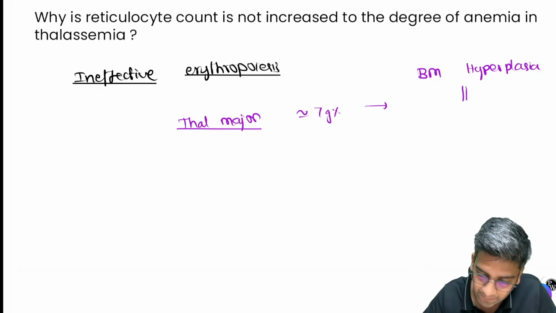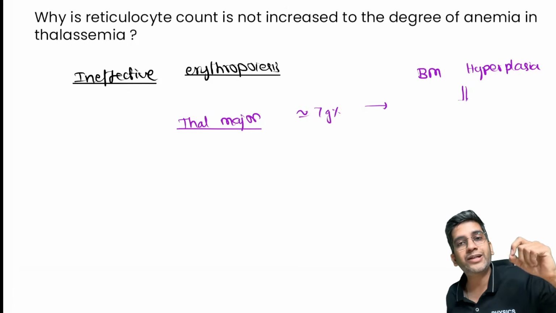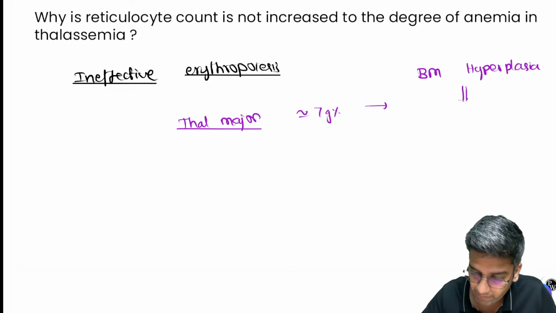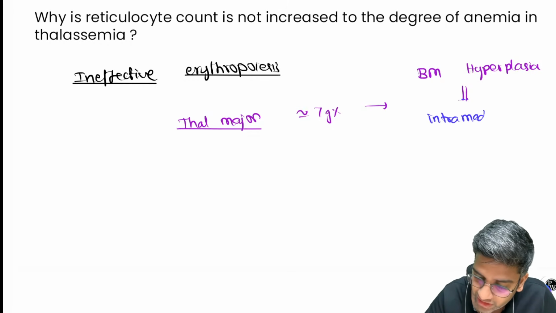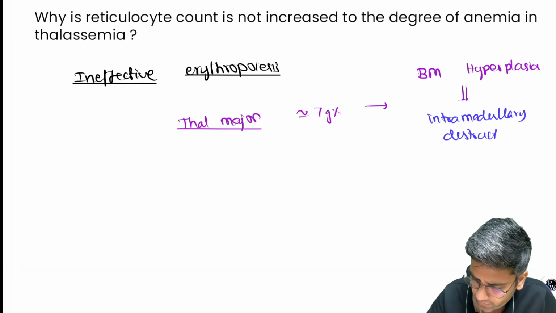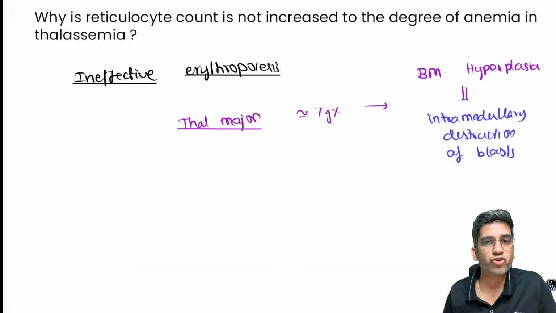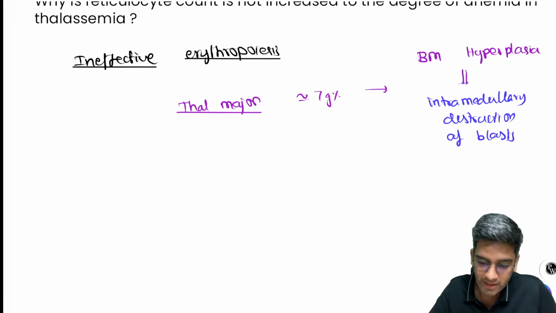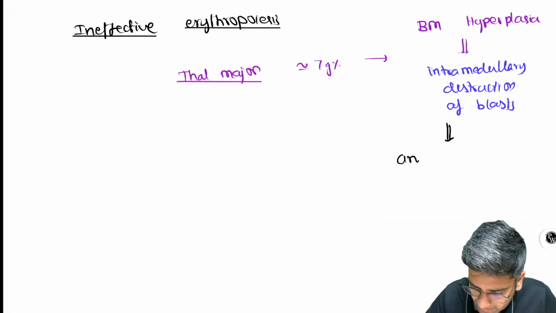It will undergo hyperplasia. But the problem here is the excess accumulation of alpha chains will destroy the blast inside the bone marrow. Bone marrow will divide, but, exactly like you pointed out, I'll have an intramedullary destruction of blast, which means in the bone marrow, the blasts are going to be destroyed. Let's assume that 50% is gone. Still, I cannot correct the anemia, right? So, with intramedullary destruction of blast, the anemia will not be corrected.